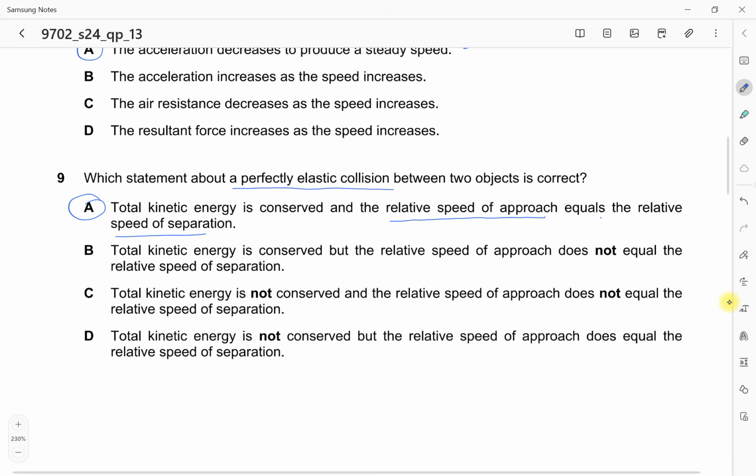Because if the relative speed of approach equals the relative speed of separation, it means total kinetic energy before collision is the same as total kinetic energy after collision. So I don't need to inspect the rest because the first one makes good sense. So the answer is A.